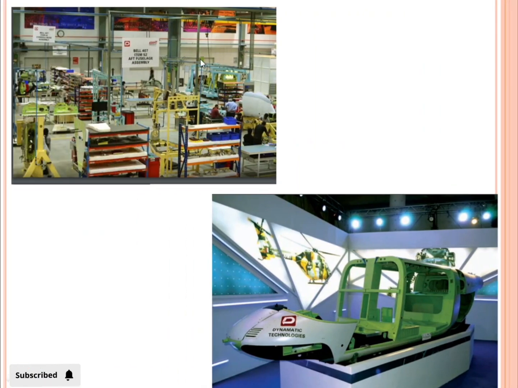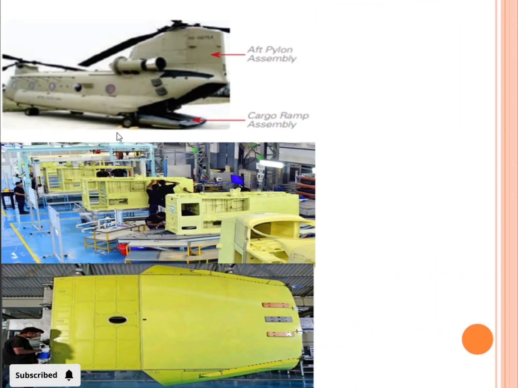This picture represents the actual table works and jig works which are carried out daily inside the company. And this is the sub-assembly of a helicopter. This is the Boeing Chinook project. And the next two pictures represent how laymen will be working on the particular projects.